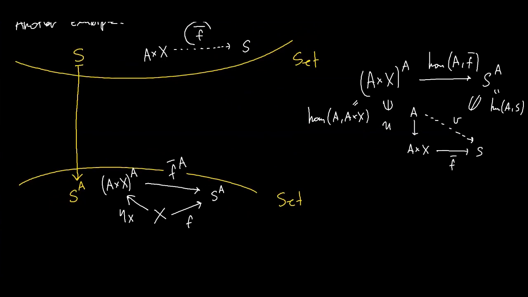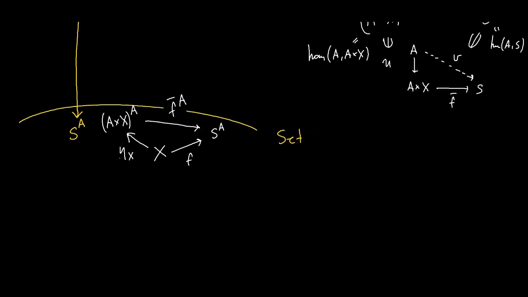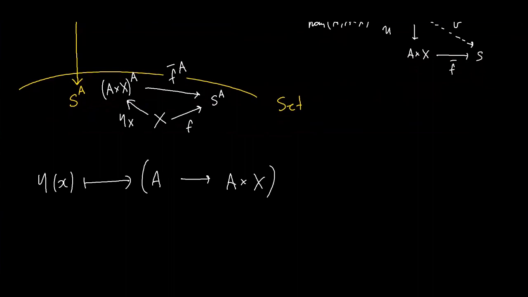So I'm going to keep a general f bar, and I'm just going to write down what it means for this to commute. So first of all, I haven't yet described what eta X is. Eta X will map X to a function from A to A cross X, right? It needs to be a function from A to A cross X. So I need to decide where to map small a. What do you think would be a natural choice here, Alexander?